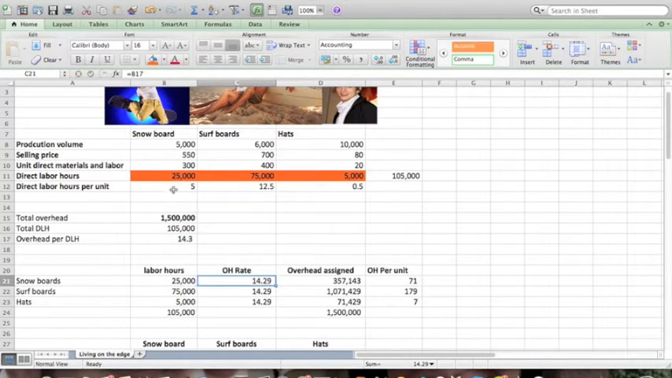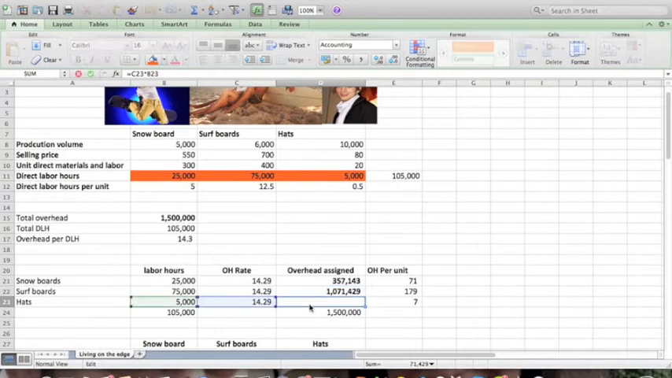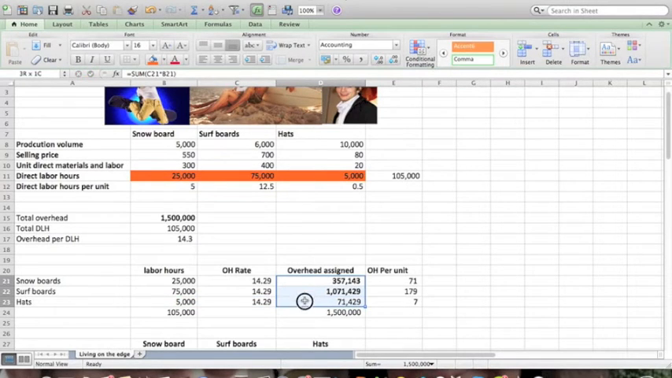So let's see, snowboards are 25,000 hours, so I'm getting this 357,000. Surfboards are at 75,000 hours times 14.3, so we're getting the million. And hats are 5,000 hours, so it's a small amount. So that's how we got these numbers here.